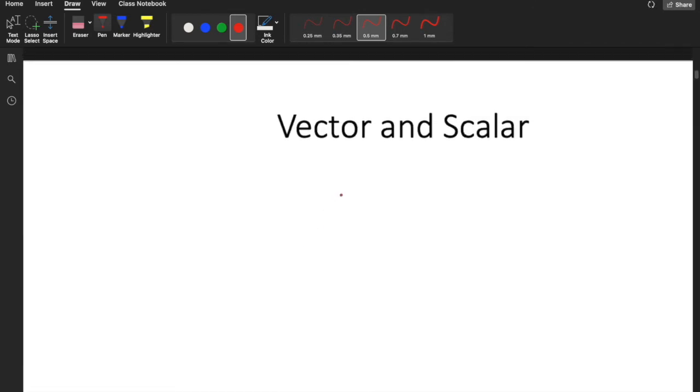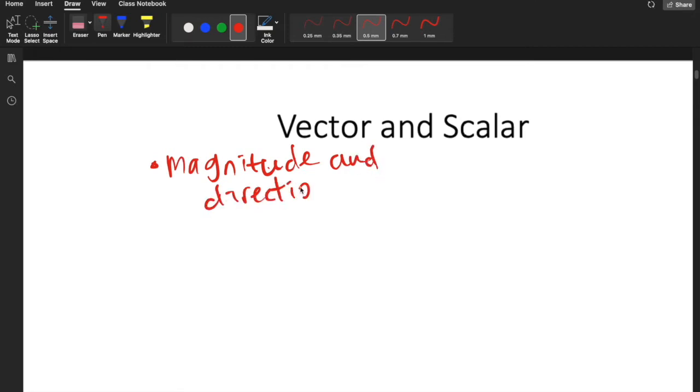First of all, let me talk about some basic concepts, vector and scalar. For those of you who have learned it, just see it as an opportunity to review. A vector is a quantity that contains both magnitude and direction, right, and a scalar contains magnitude only.